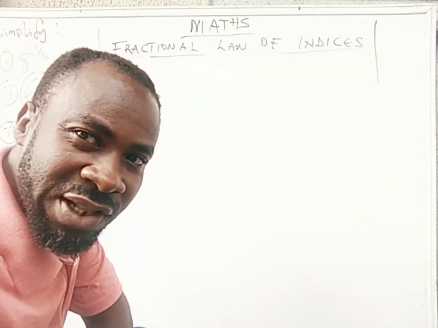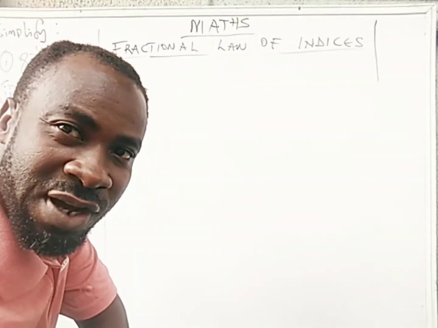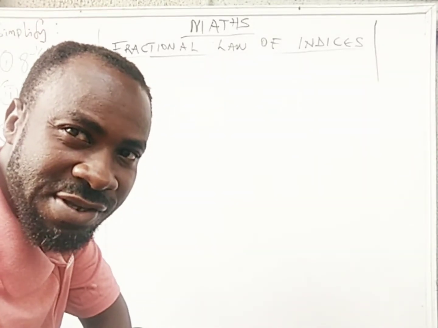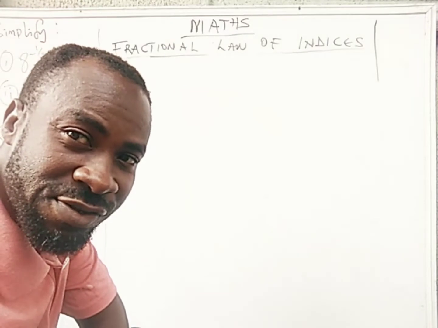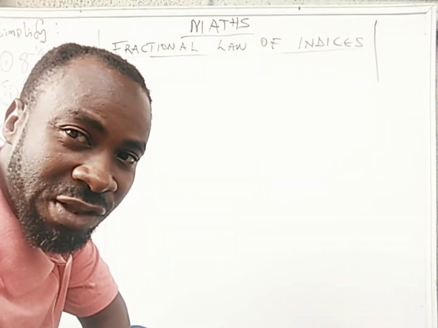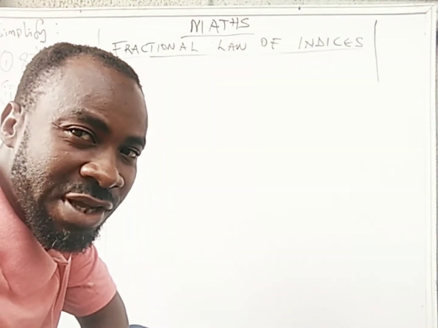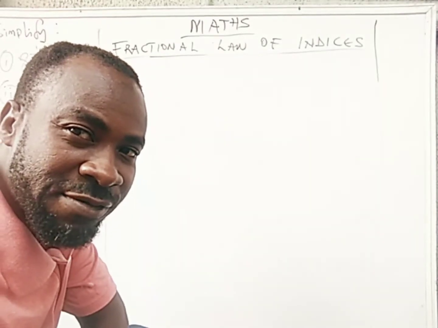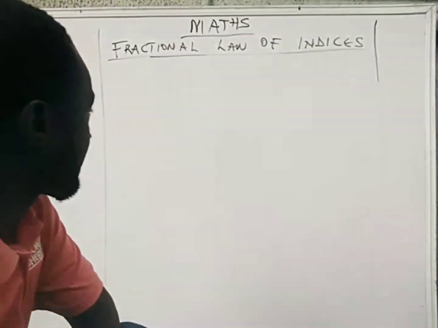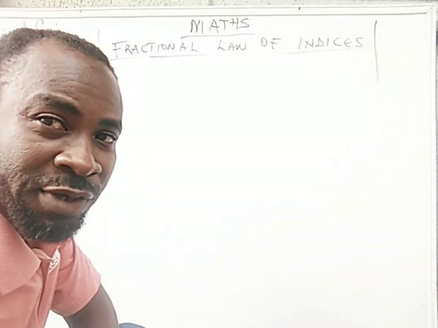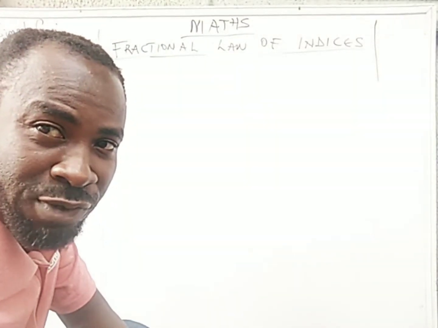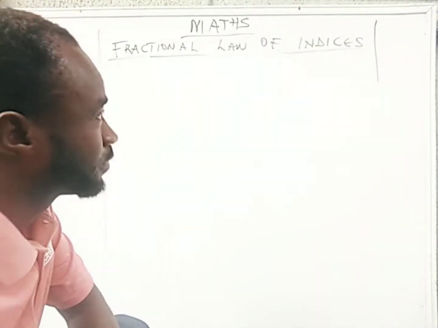Now recall that in our last class we were able to look at the fractional laws of indices. So today we are going to still look at the fractional laws of indices. So let's call this the fractional laws of indices part 2. Now I have some series of questions here which we are going to treat. But first of all, let's recall our formula for the fractional law.